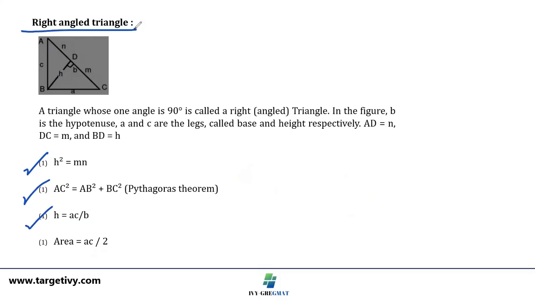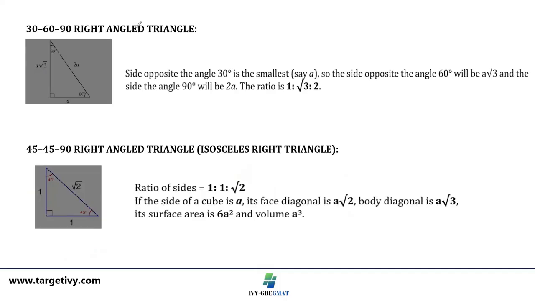Okay, so let's go further and understand the two variants we are going to play around with: 30 60 90 right angle triangle and 45 45 90 right angle triangle, or the isosceles right angle triangle. In a 30 60 90 triangle, obviously one angle is 90 degrees, the other two angles are 30 degrees and 60 degrees. We learned that the side opposite to the largest angle is going to be the longest side, and the one against the smallest angle is going to be the shortest side.